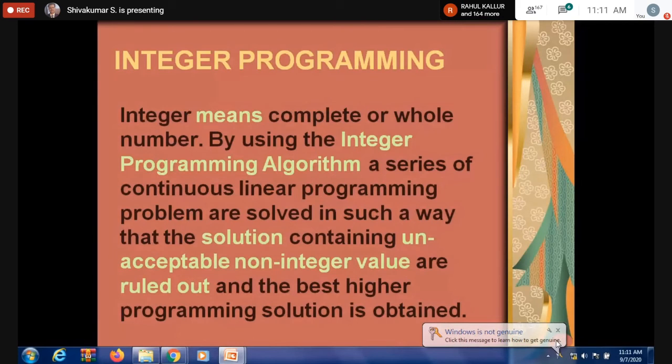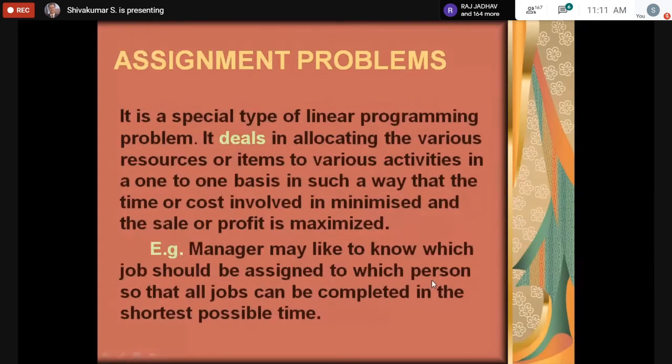One more chapter, it is area. Yeah, one more area: assignment problem. So, for example, here once again we are dealing with the assignment.